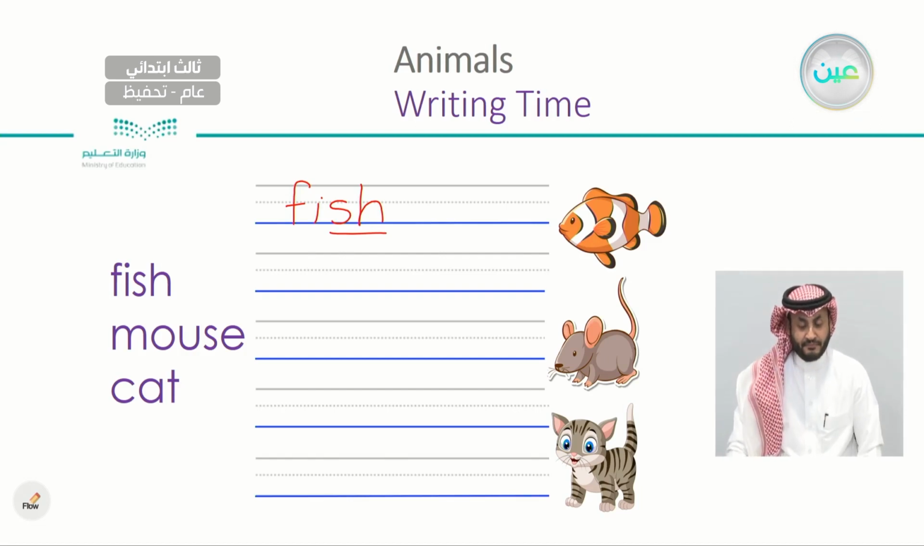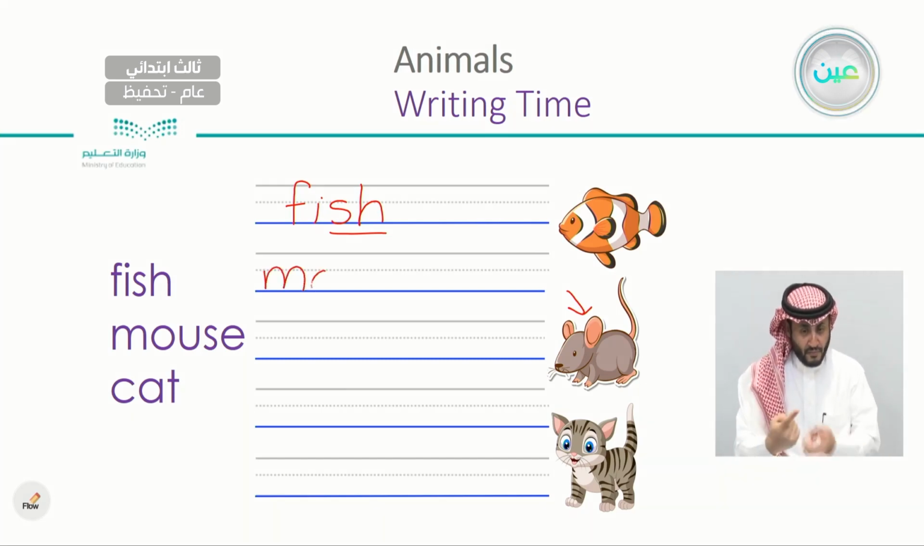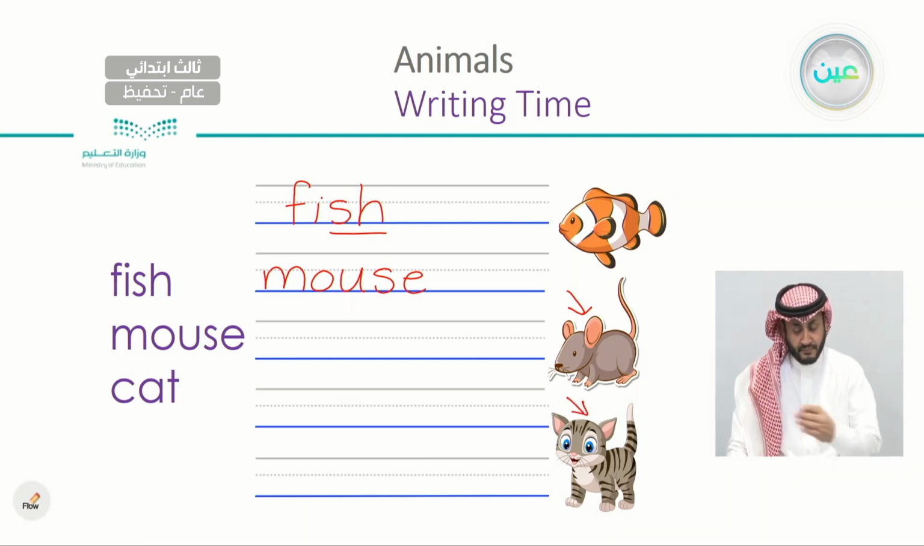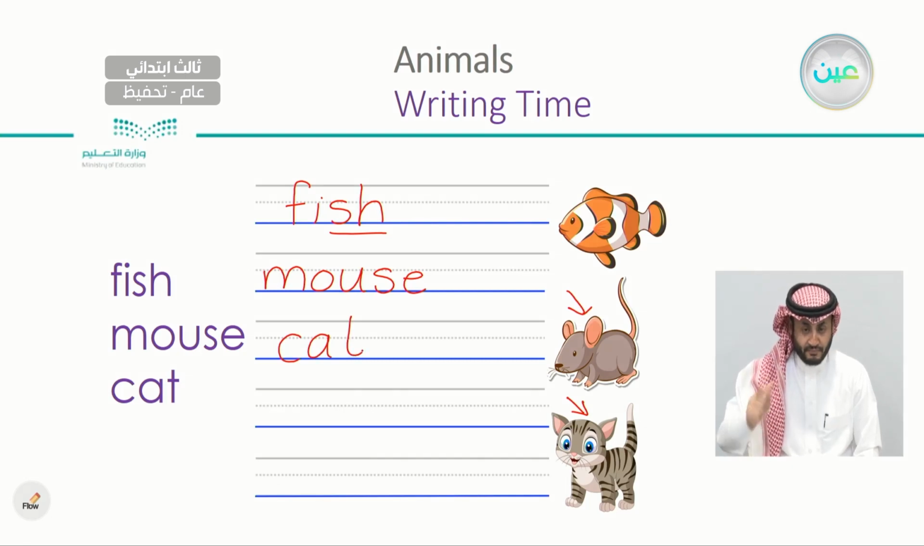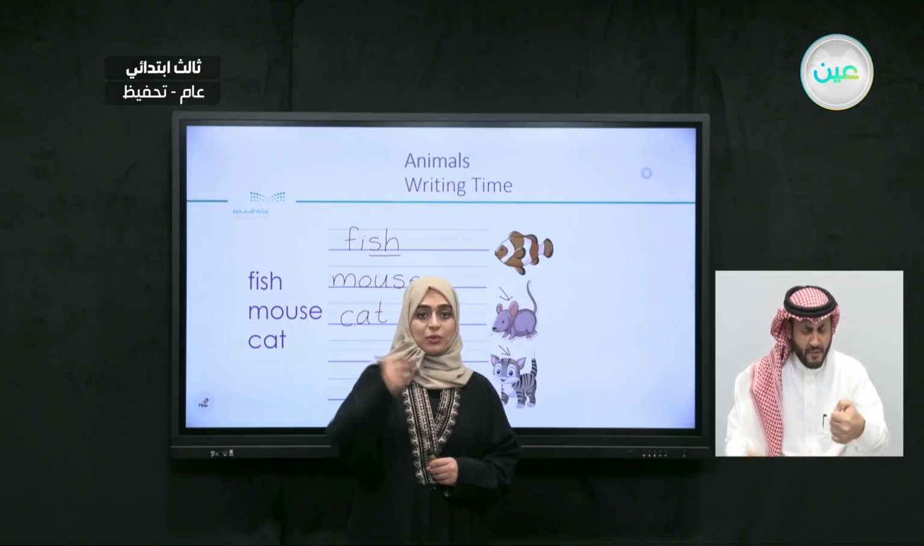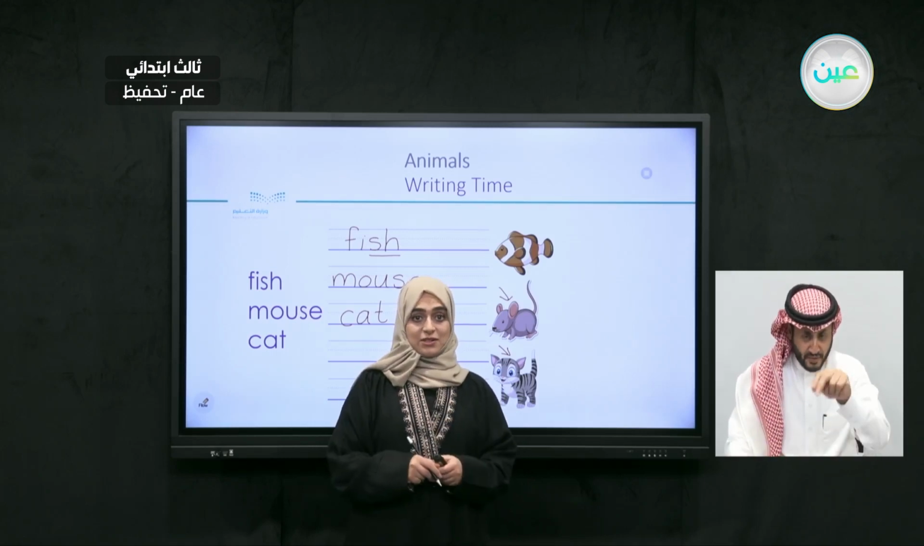Excellent. Next we have mouse. I see one mouse. You see two mice, right? And here we have a cat. Excellent. Cat. C-A-T. Cat. Did you trace the words? You can challenge yourself and write the words. Trace and write on the side. Okay?